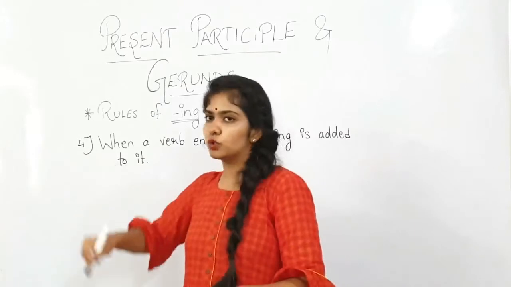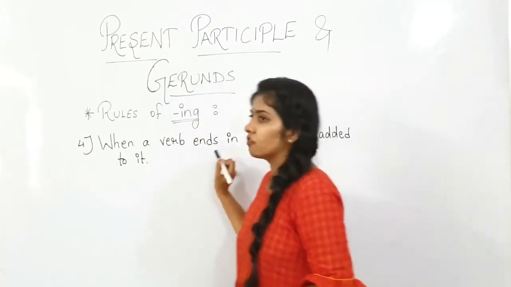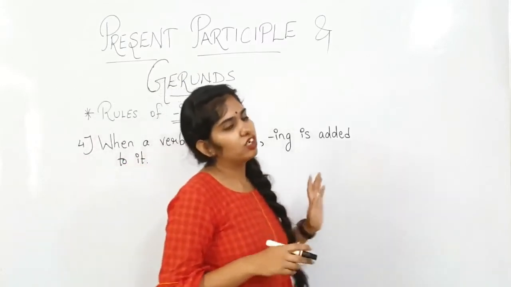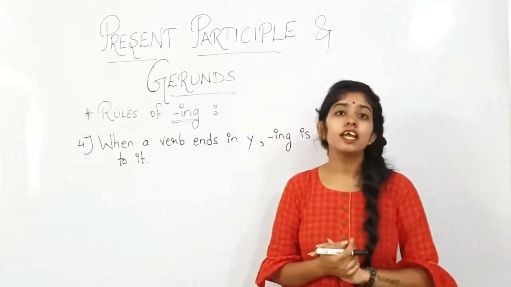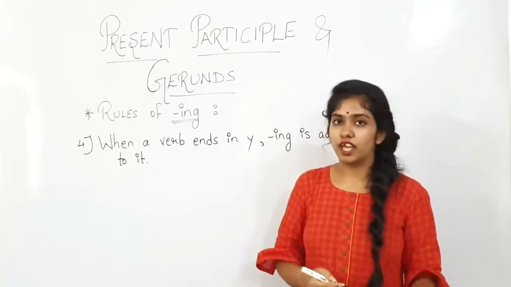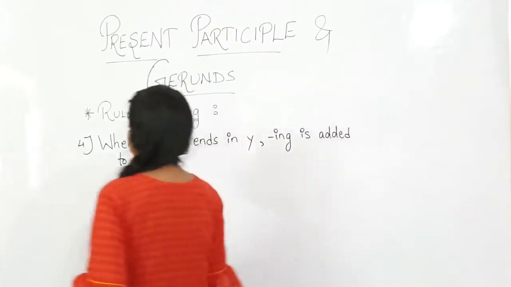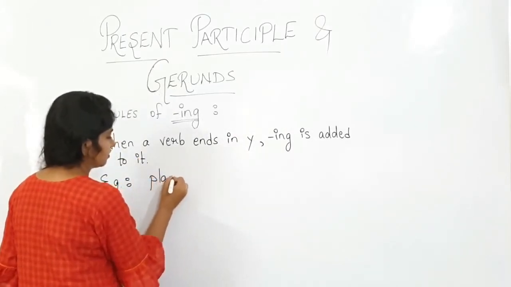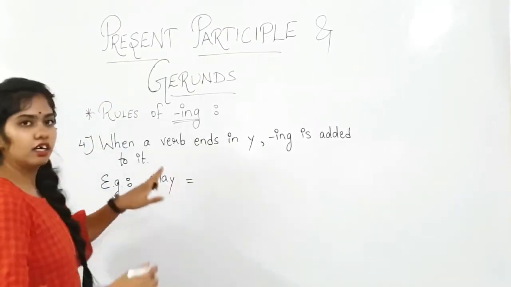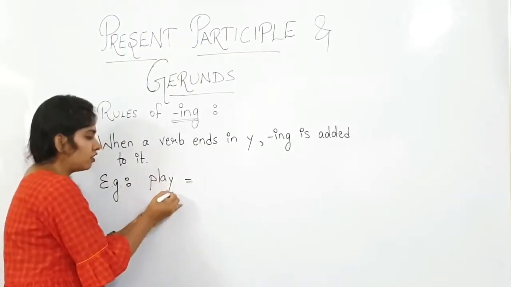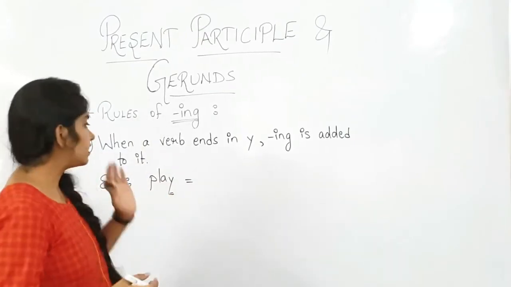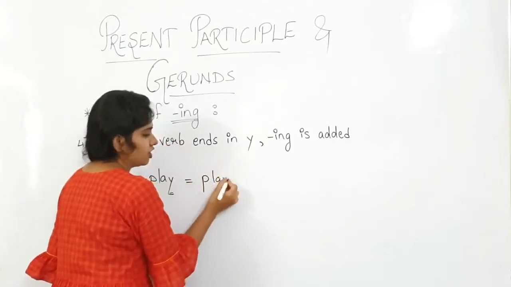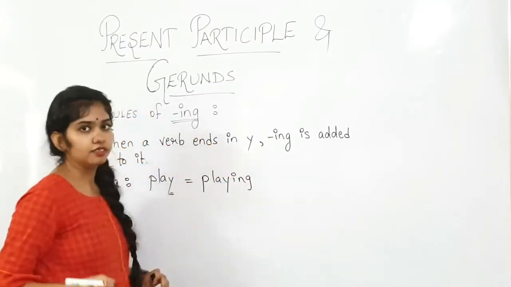Now our fourth rule is when a verb ends in y, meaning the action word which is ending with y, then we will not cut anything and we will directly add i and g to that word. For example, if the word is play, right? Over here the action word is ending with y. So as I said, we will not cut anything and we will directly add ing to this word: playing.